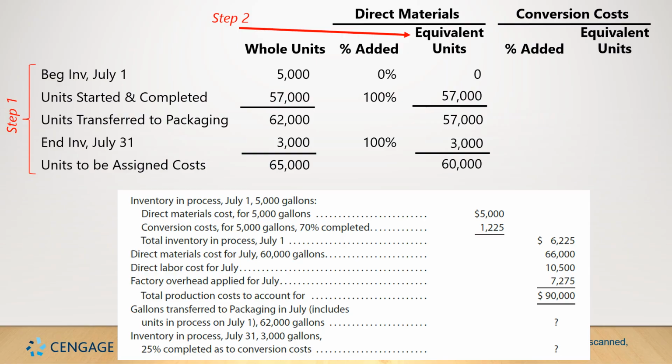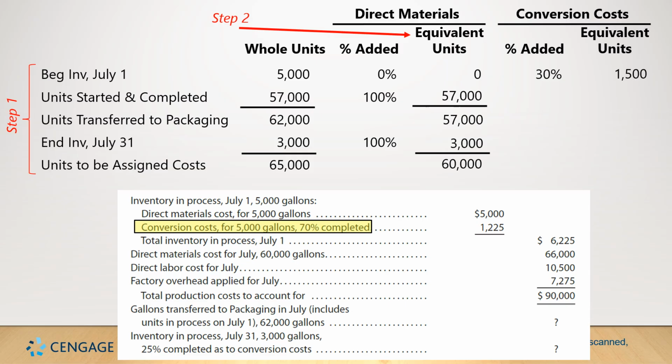Next, we'll do conversion costs. If beginning inventory was 70% complete with respect to conversion costs, what percent of conversion costs were added this month? 30%. Remember, conversion costs are incurred gradually throughout the mixing process. Multiply the 5,000 whole units by 30% to get 1,500 equivalent units.